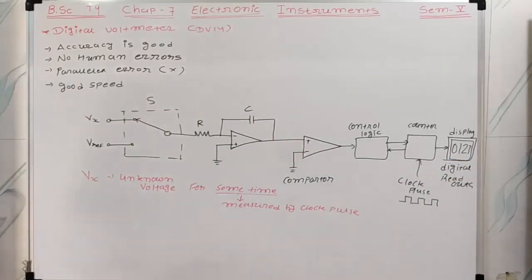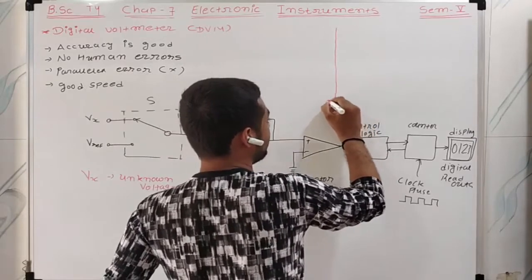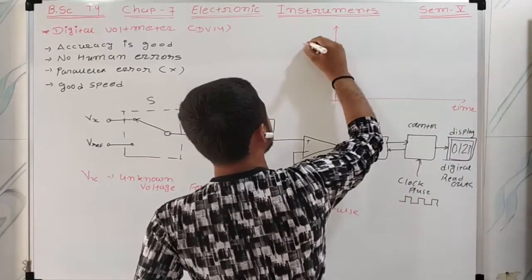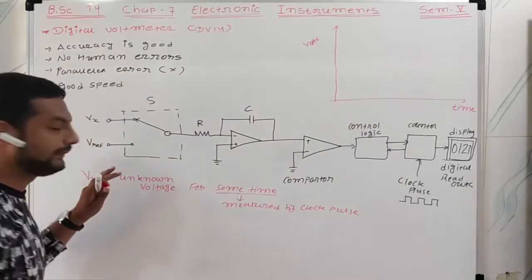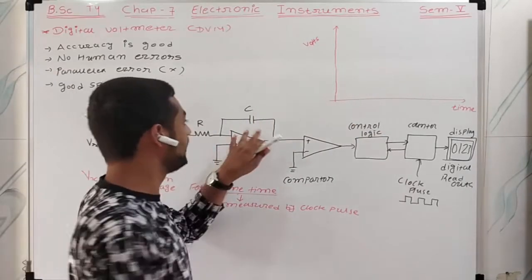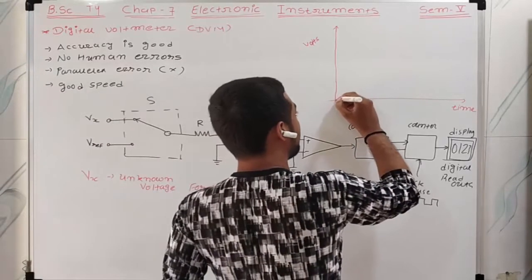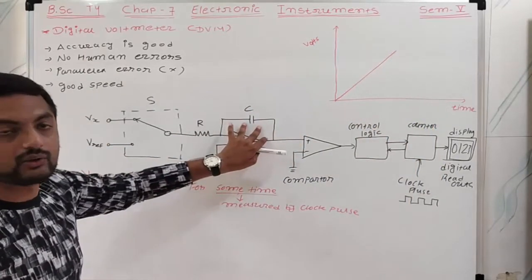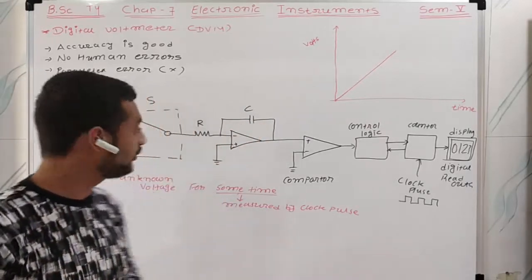Now what happens actually, right, when we are applying some voltages? Suppose we are applying some voltages, unknown voltage. At that time, what happens? When we apply the unknown voltage, the voltage across this capacitor will rise, એટલે કે કેપેસિટર ની across ના વોલ્ટેજ માં વધારો થશે.